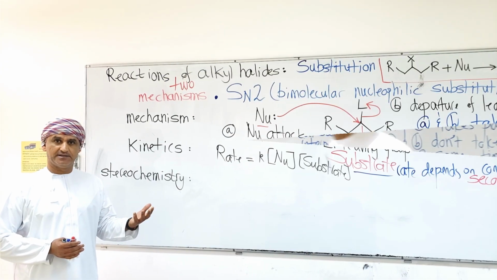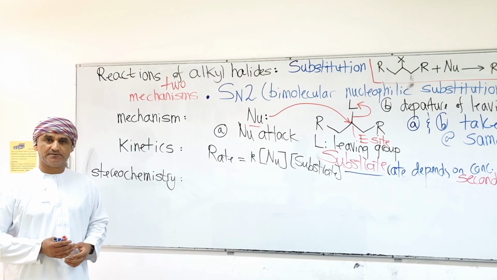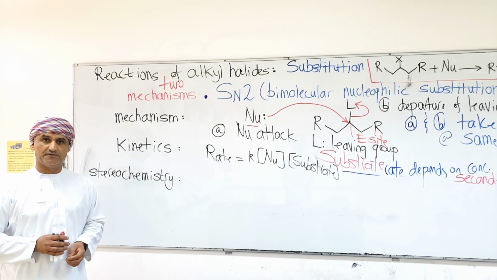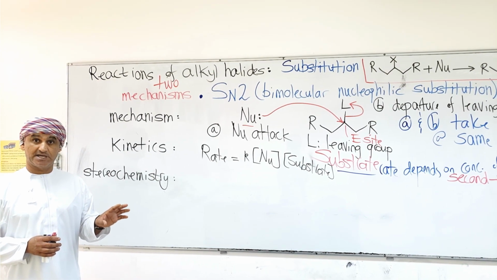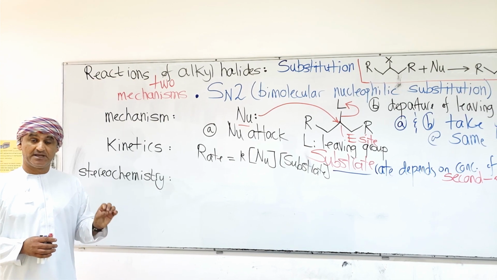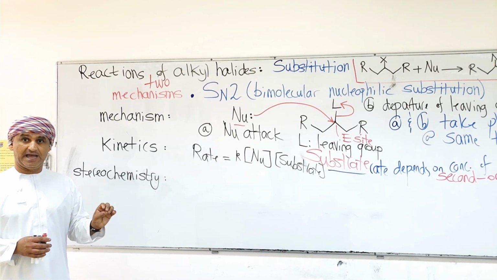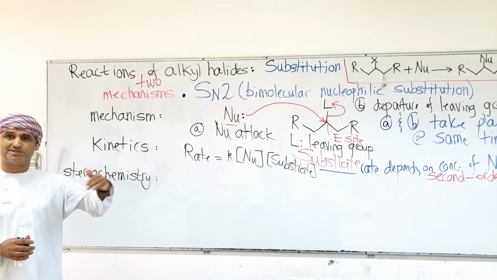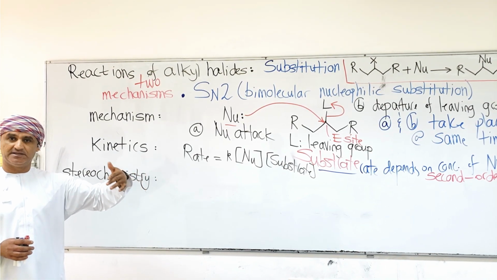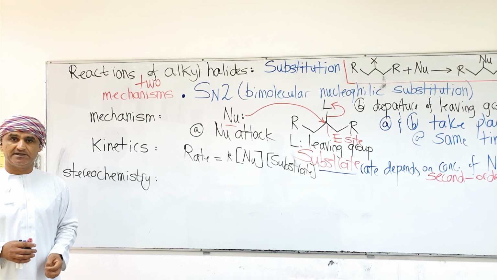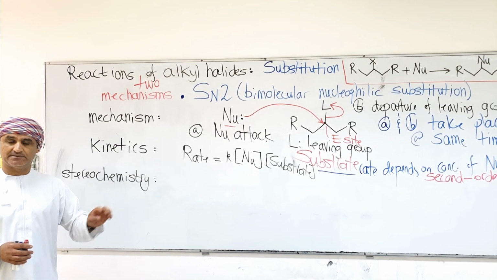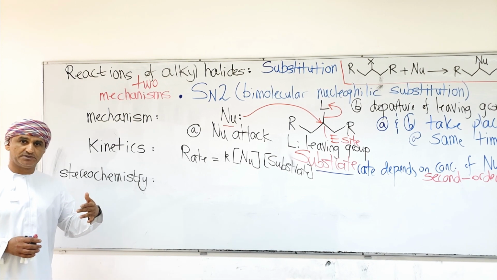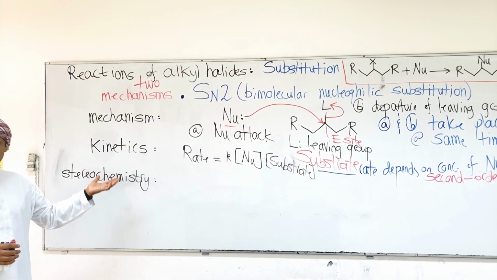Now we understand that the SN2 reaction has the nucleophilic attack and the departure of the leaving group taking place at the same time. It's a one-step mechanism. The SN1 mechanism, on the other hand, is a two-step mechanism, so the departure of the leaving group and the nucleophilic attack do not take place at the same time. So that's something we have understood, and we also understand the kinetics.